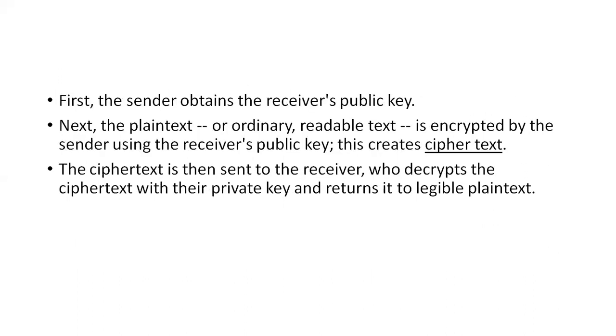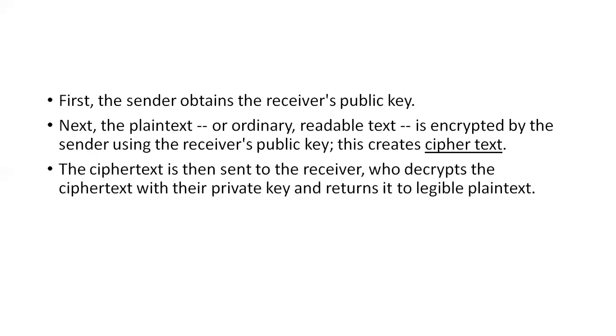The steps in the encryption and decryption process in asymmetric key cryptography are as follows. First, the sender obtains the receiver's public key. So first the sender has to collect the receiver's public key. Next, the plain text or ordinary text, which is in a readable format, is encrypted using the receiver's public key, because the public key of the receiver is already received by the sender. Using that public key, the sender converts the plain text into an encrypted format. So this creates a ciphertext.